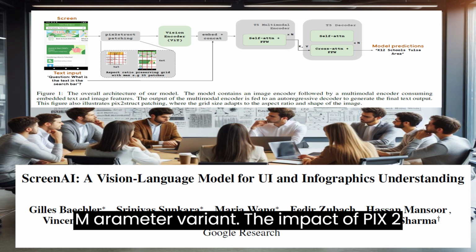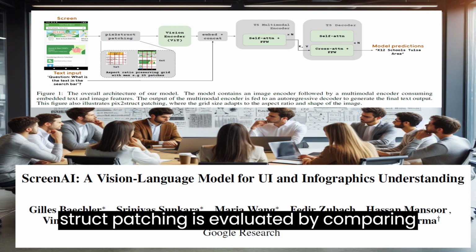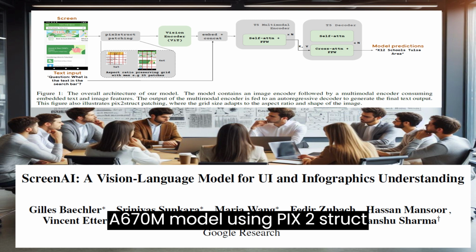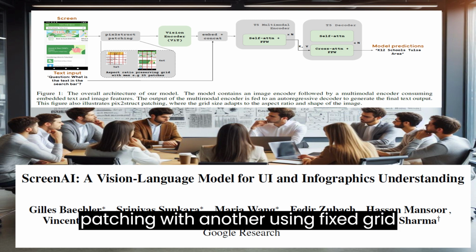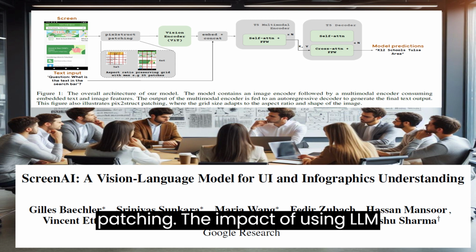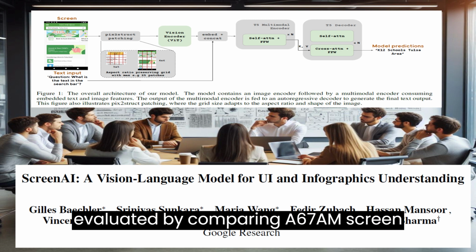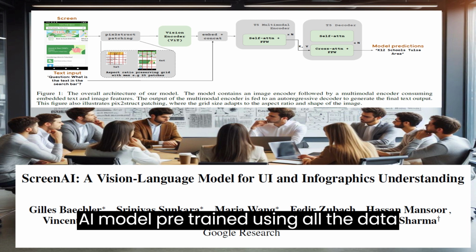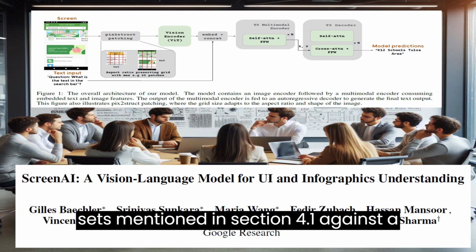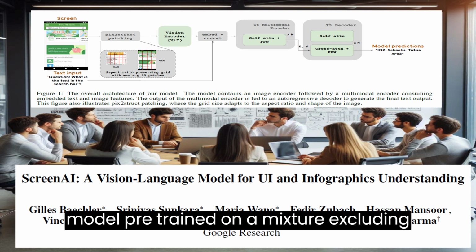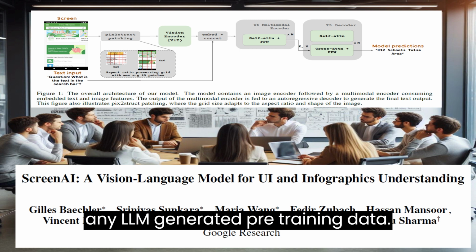The impact of Pix2Struct patching is evaluated by comparing a 670M model using Pix2Struct patching with another using fixed grid patching. The impact of using LLM-generated data for pre-training is evaluated by comparing a 670M ScreenAI model pre-trained using all the datasets mentioned in Section 4.1 against a model pre-trained on a mixture excluding any LLM-generated pre-training data.